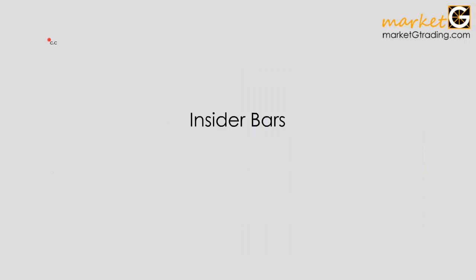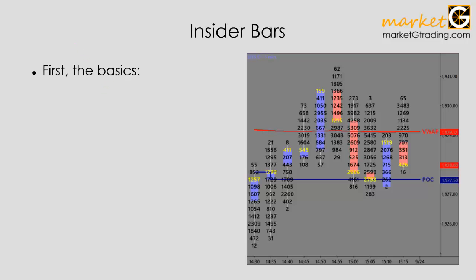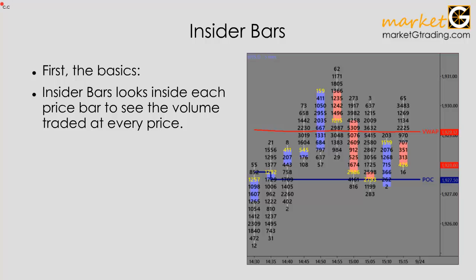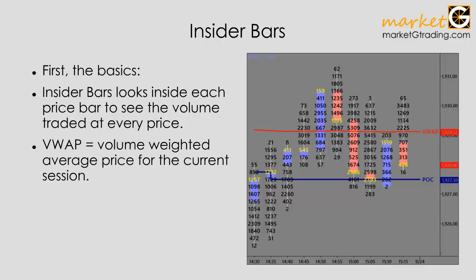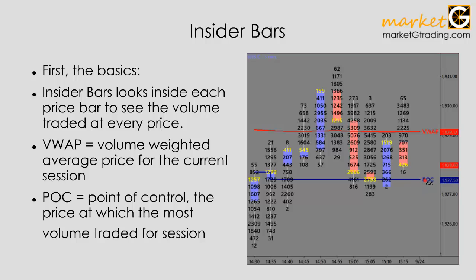Okay, the big kahuna, Insider Bars. First, the basics. Insider Bars looks inside each price bar to see the volume traded at every price. The red VWAP line is the volume weighted average price for the current session. The blue POC is the point of control, which is the price at which the most volume traded for the session.